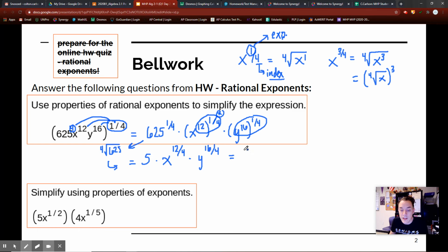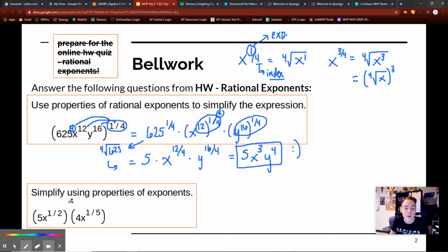So as I simplify this, this is 5, and then 12 divided by 4 is just 3, or cubed, and then 16 divided by 4 is just 4, so y to the 4th. So this is my final answer. Again, just review from last week, but I hope that helps you understand that I multiply these exponents here because it's what we call a power to a power. That's an actual exponential rule that you learned in Algebra 1.